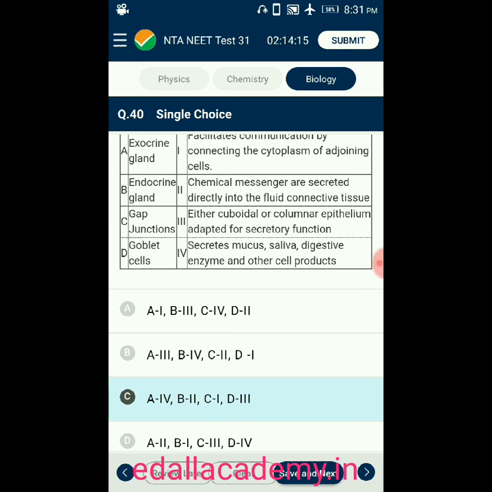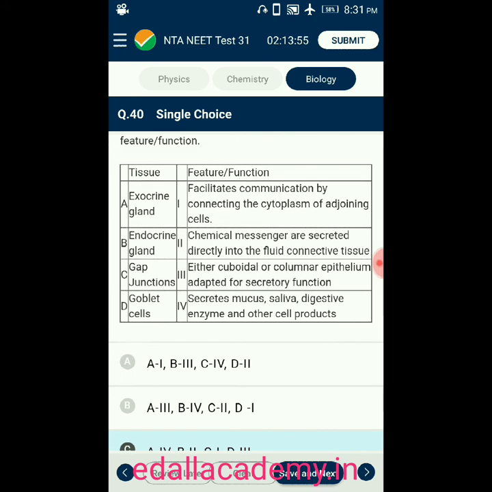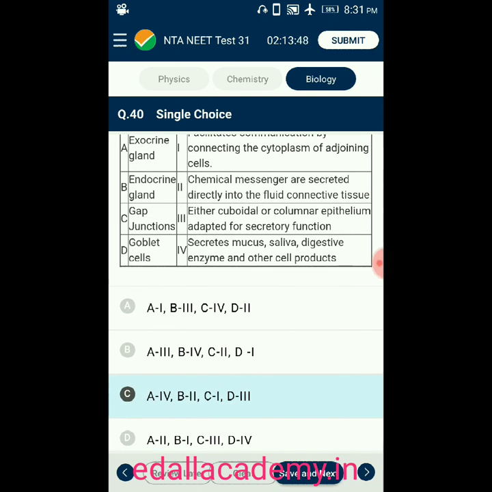A, exocrine gland. This matches with the fourth one: secrete mucus, saliva, digestive enzymes and other cell products. B, endocrine gland. This matches with the second option: chemical messengers are secreted directly into the fluid connective tissue. C, gap junction. It matches with the first one: facilitate communication by connecting the cytoplasm of adjoining cells. Goblet cells. It matches with the third one: either cuboidal or columnar epithelium adapted for secretory function. So the correct option is C.